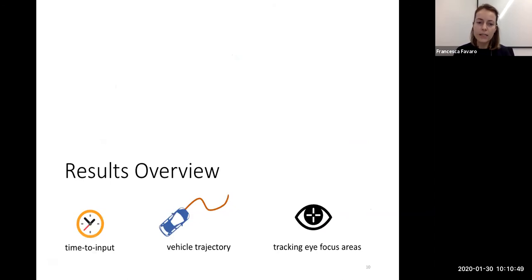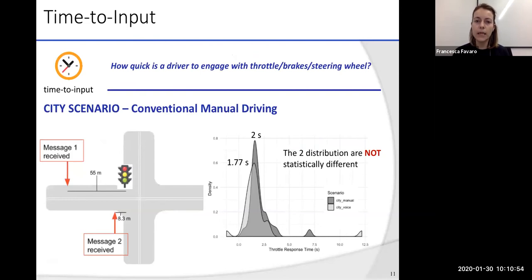So let's take a look at some of the results, and we're going to start with the time to input. Time to input is really, again, a time metric. So how quick is the driver to engage with throttle, brakes, steering. And so let's take a look at some of the examples. I'm not going to cover everything, but the full report is coming out, and so you can take a look there.